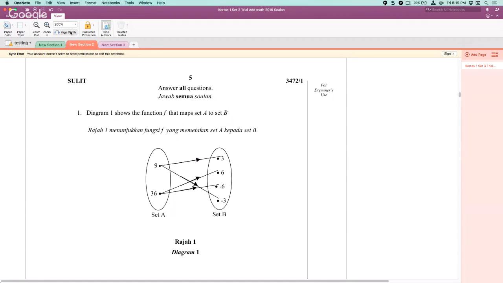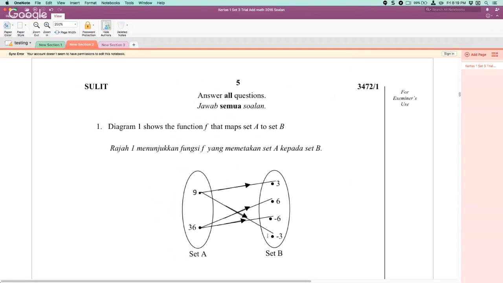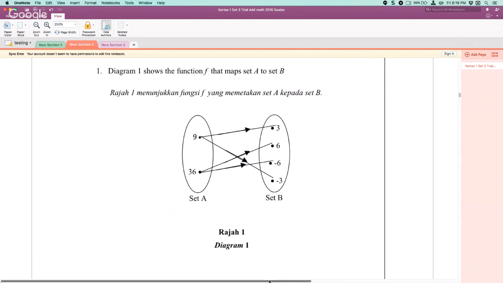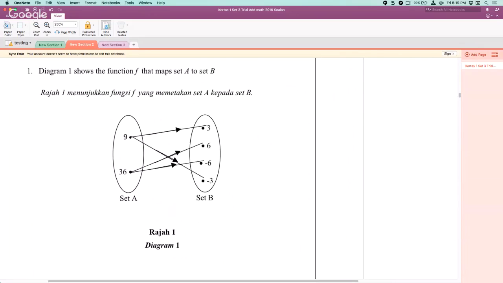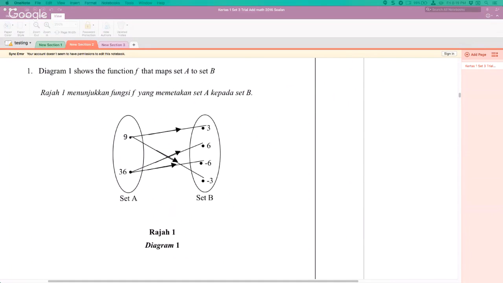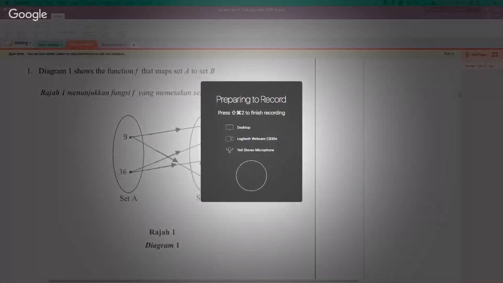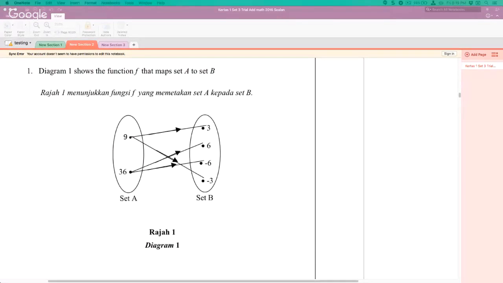I'll try to make it bigger, to 250%, because if it's too big, it's very hard for me to write also. I guess that should be okay. I will start the screen recording. As usual, you start in 3 seconds, 2 seconds. Okay, so today we discuss the Johor State paper. This is the 2016 Paper 1 for SPM Additional Mathematics.